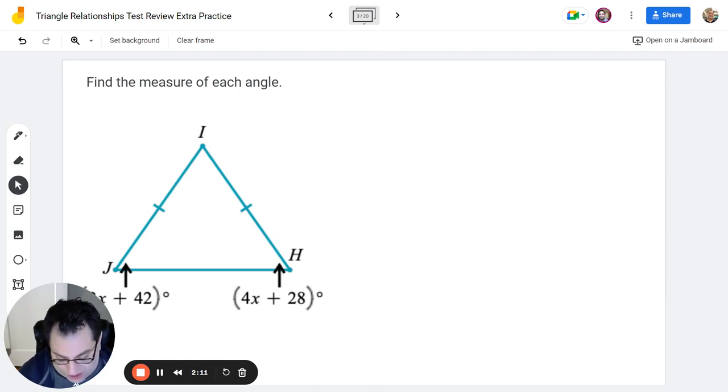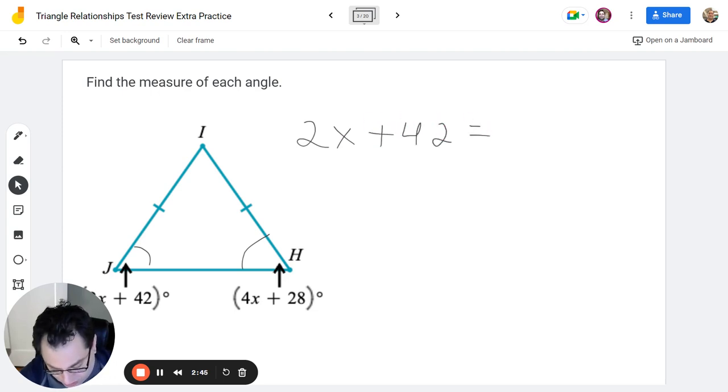Here we're given an isosceles triangle in which we are given the base angles of the isosceles triangle. These are the angles opposite the two congruent sides. And the isosceles angle theorem states that the base angles of an isosceles triangle are indeed equal. So we can set these two expressions equal to one another. So on one side, we get 2x plus 42. On the other side, we get 4x plus 28.